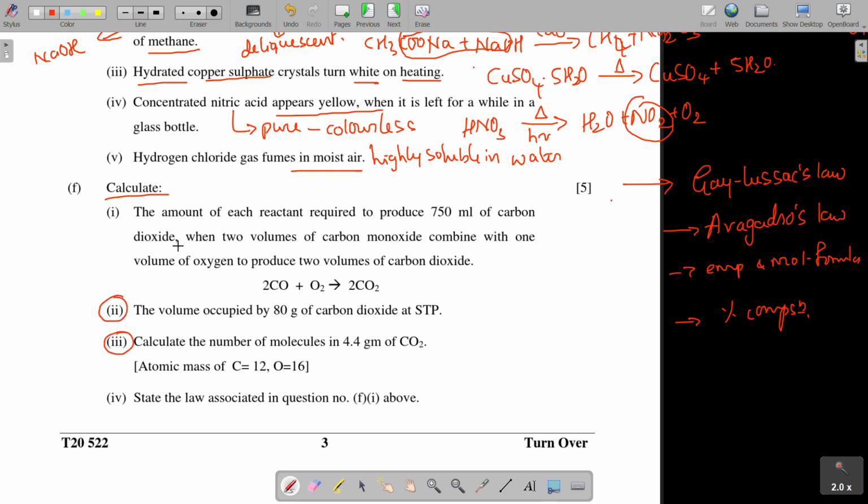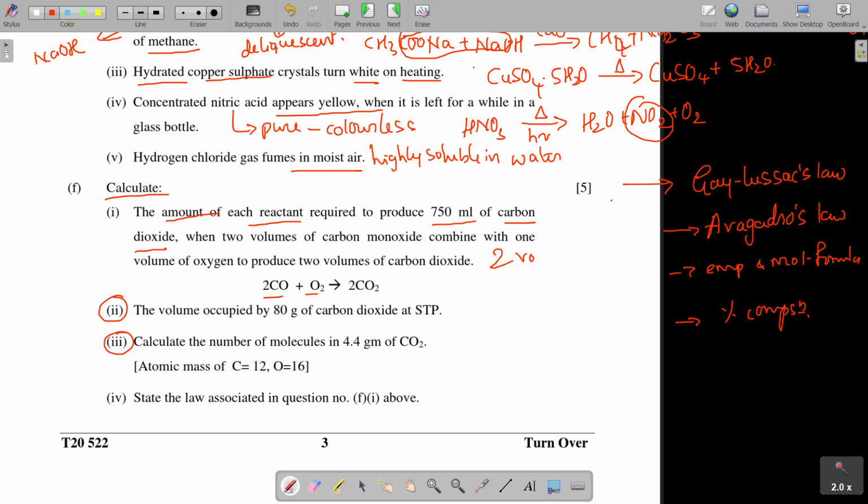So first question. If you read, the amount of each reactant required to produce 750 ml of carbon dioxide when 2 volumes of carbon monoxide combine with 1 volume of oxygen to produce 2 volumes of carbon dioxide. So everything they have given. Sometimes they will not give you the balanced equation, so from the description you have to make it. So basically 2CO plus O2 gives you 2CO2, and what they are asking you, the amount of each reactant, means CO and O2, both are the reactants, to produce 750 ml of carbon dioxide. Okay, very simple question.